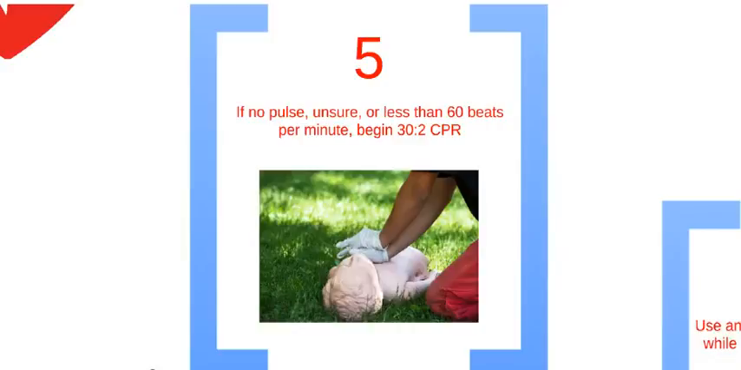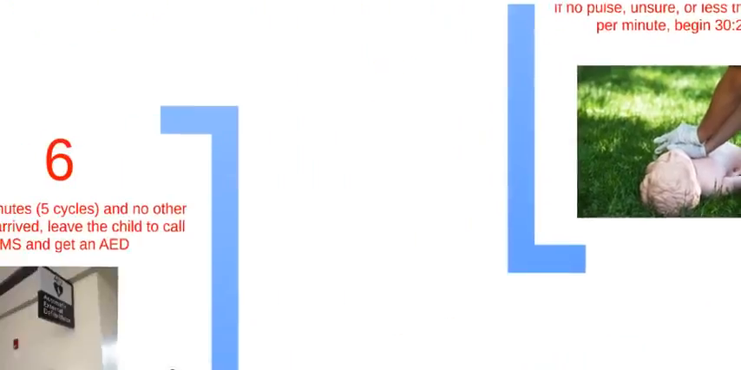Step 5. If there's no pulse, or you can't tell, begin CPR with a 30:2 compression to breath ratio. If the pulse is less than 60 beats per minute, still initiate CPR. Compression depth should be about 1/3 of the chest, so for most children, this is about 2 inches.